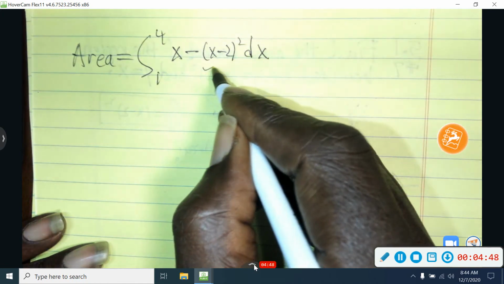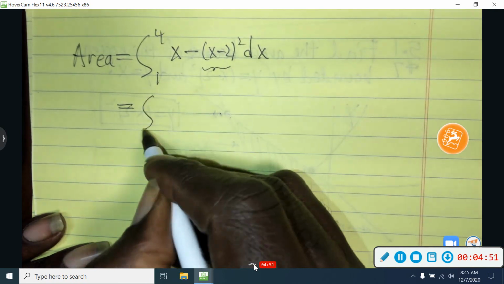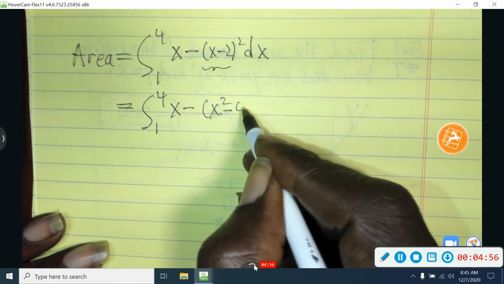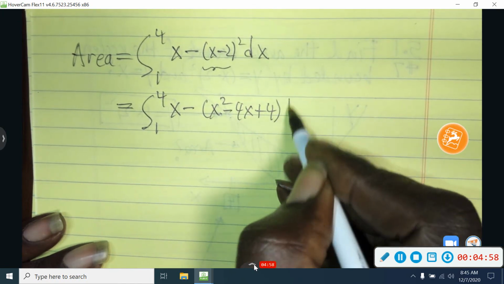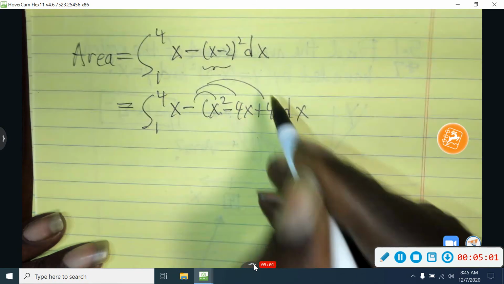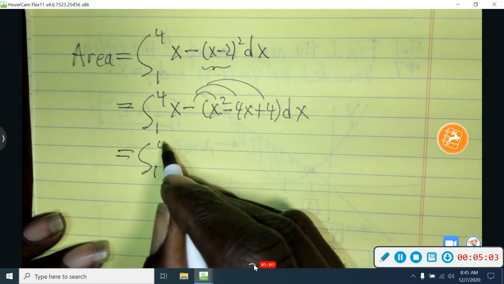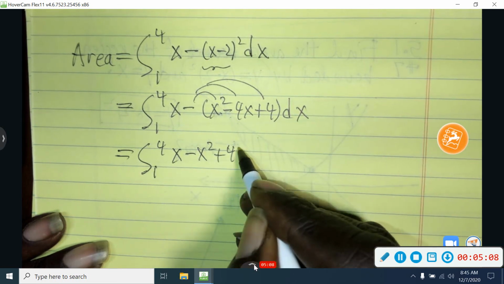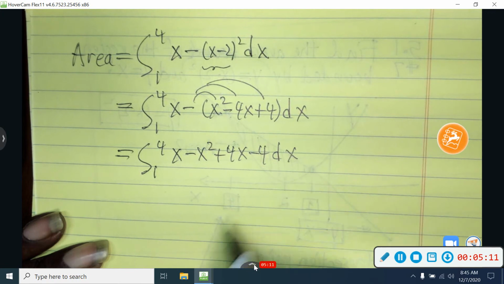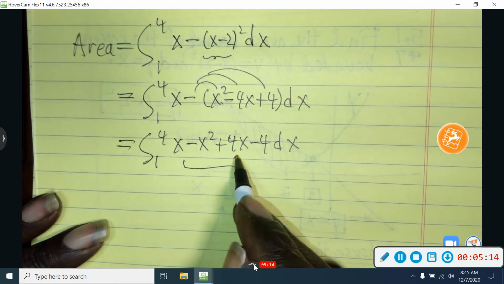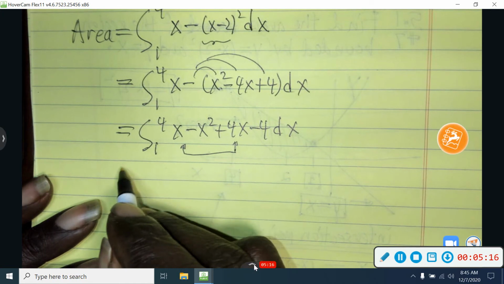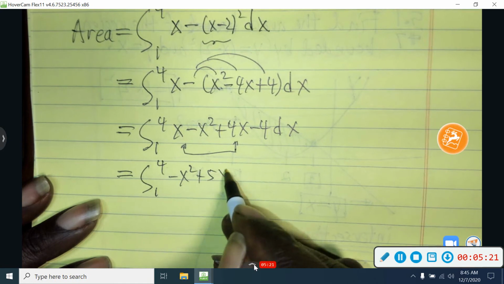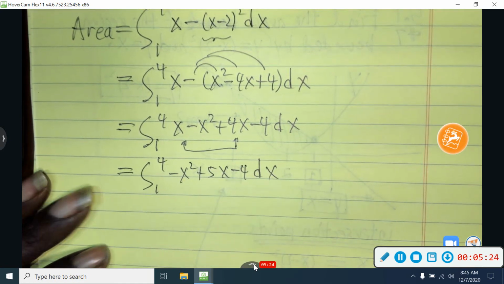First of all, I'm going to square this out. So you get the integral from 1 to 4 of x minus (x squared minus 4x plus 4). Now I'm going to drag this minus through, so you get the integral from 1 to 4 of x minus x squared plus 4x minus 4. I might as well add these two because they like each other before I integrate. That'll be the integral from 1 to 4 of minus x squared plus 5x minus 4 dx.